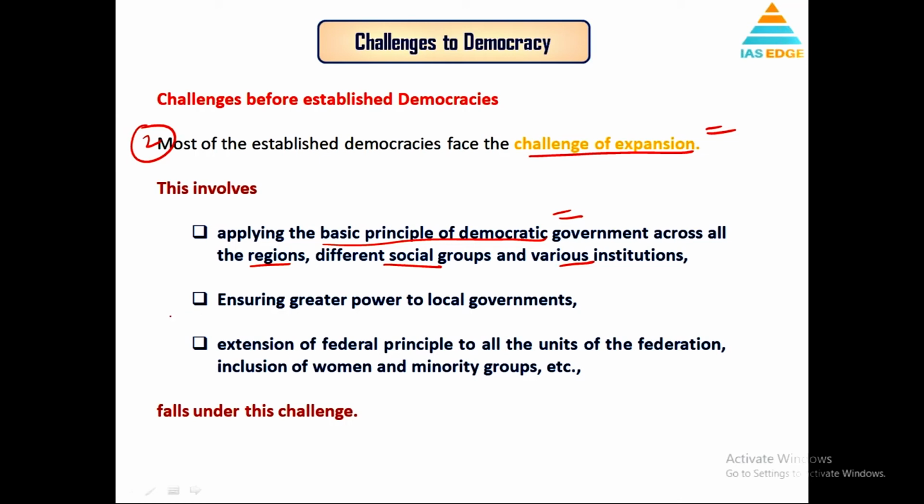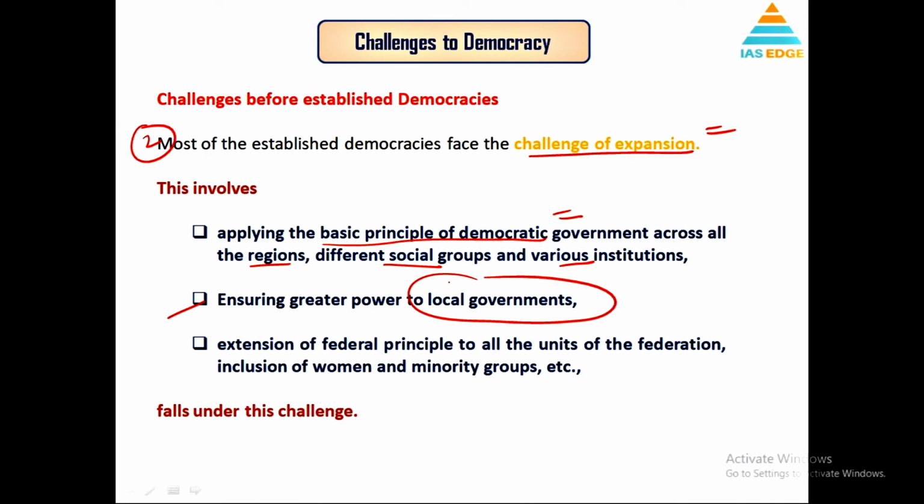You might like a leader in the country, but that leader should also accept the transition institutions and should respect the institutions. So here there should be basic principle of democratic government, whether region, group, institutions. There should be greater power given to local bodies. In India, local bodies have not so much power. It varies from state to state.